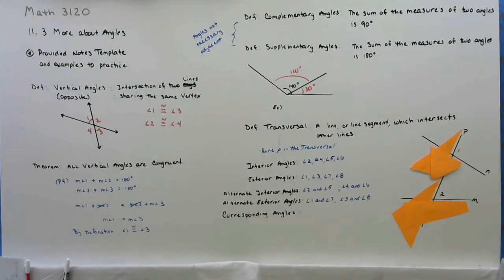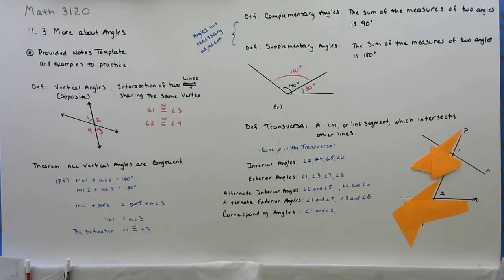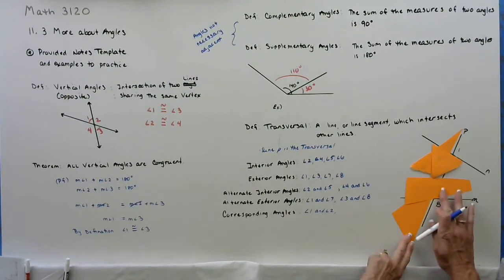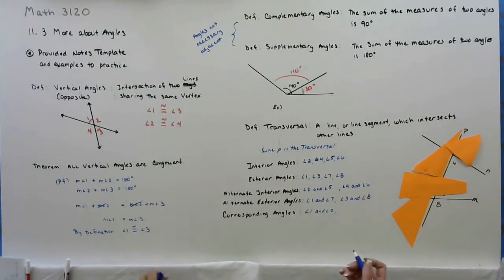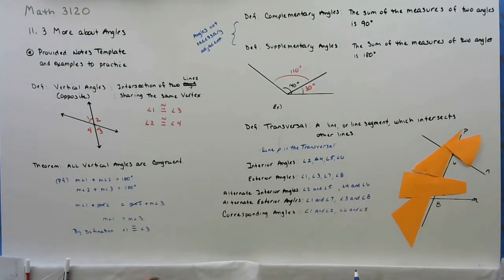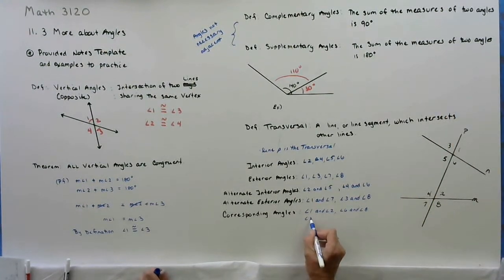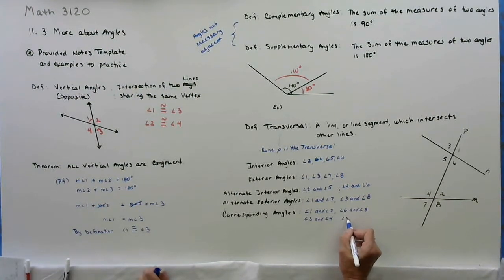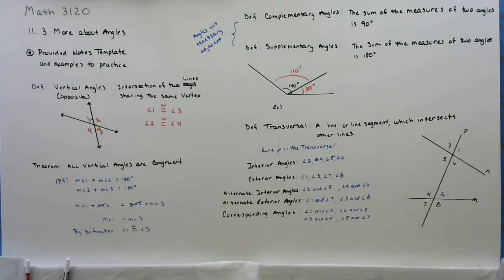So let's see, angle 1 and angle 2. But I could shift this just a little bit and say, well, on the right side and below would be angle 6 and angle 8. Or you could look in the others. Angle 3 corresponds to angle 4. Angle 5 corresponds in location to angle 7. So that's what we mean by corresponding.